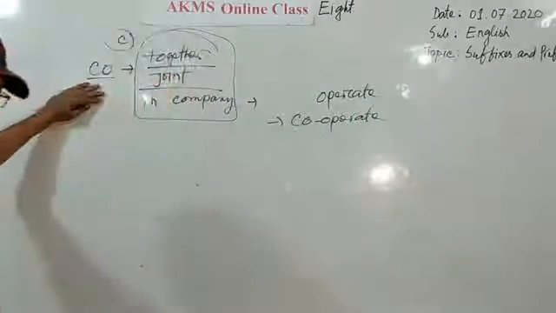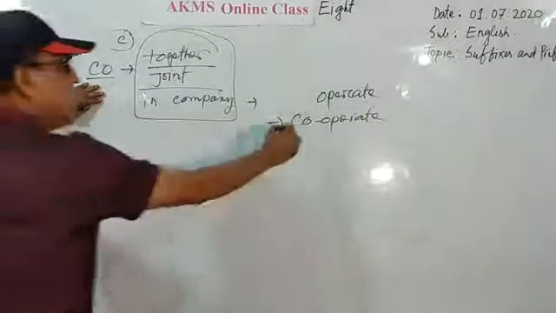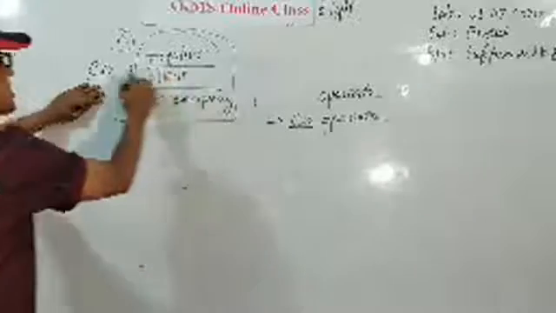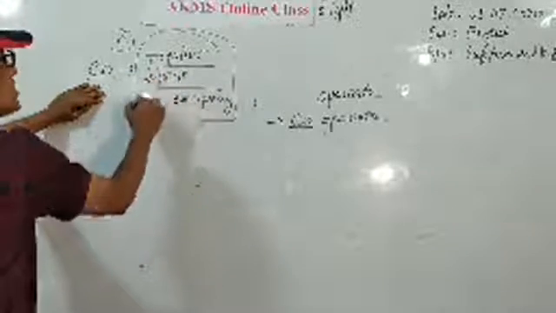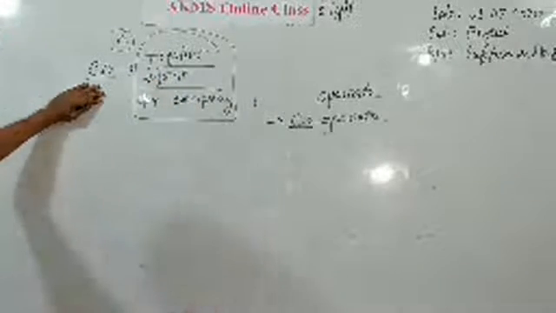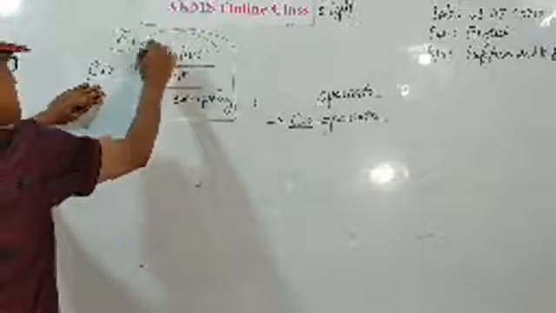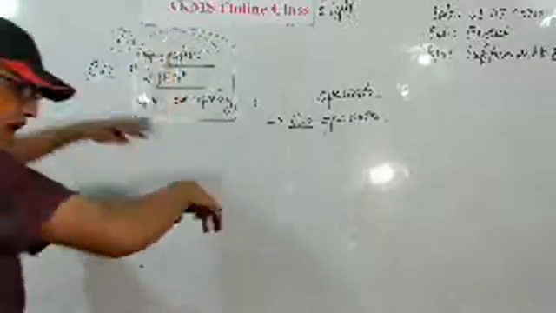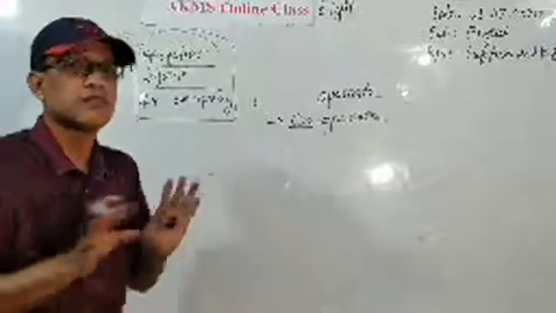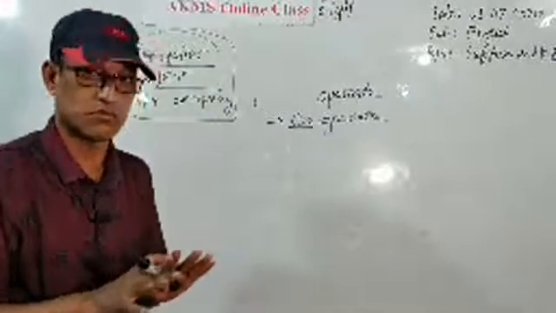Cooperate. Okay? And this CO is expressing jointly or in company. This meaning, or together. Cooperate. I can cooperate. That means I can join with you. Okay?